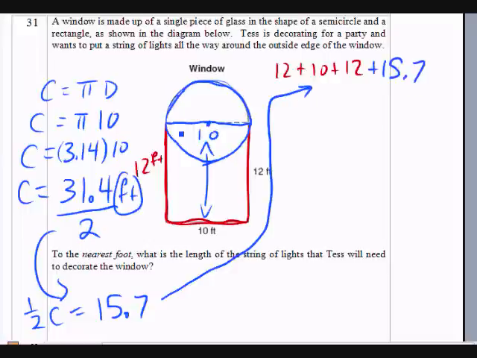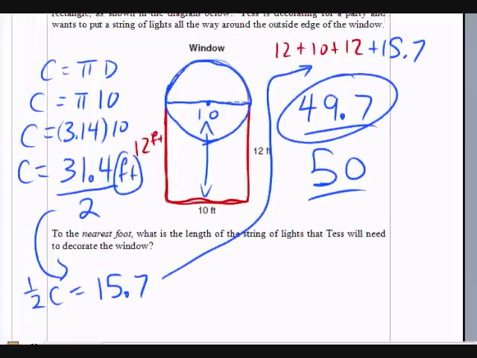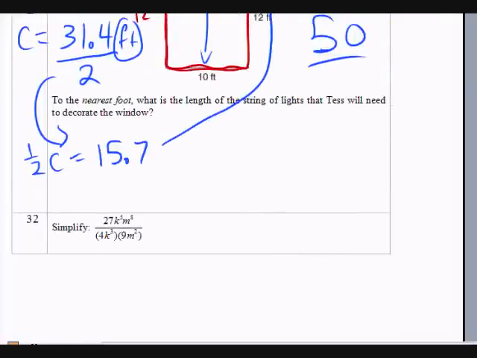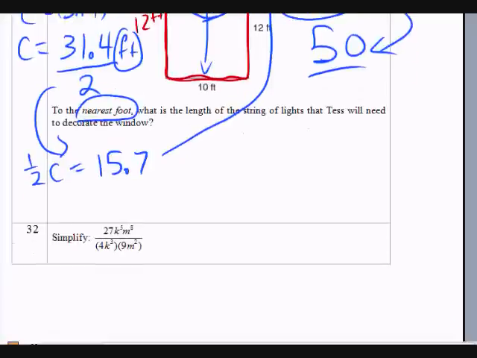So the length of light they need to surround the entire window is going to be 49.7, or if you round it, 50. Either one will work for my final. The Regents might be a little more technical, so they'll maybe want 49.7. Well, actually, let me see. The question says to the nearest foot, so 50 will be the answer. See, I don't even read the directions.